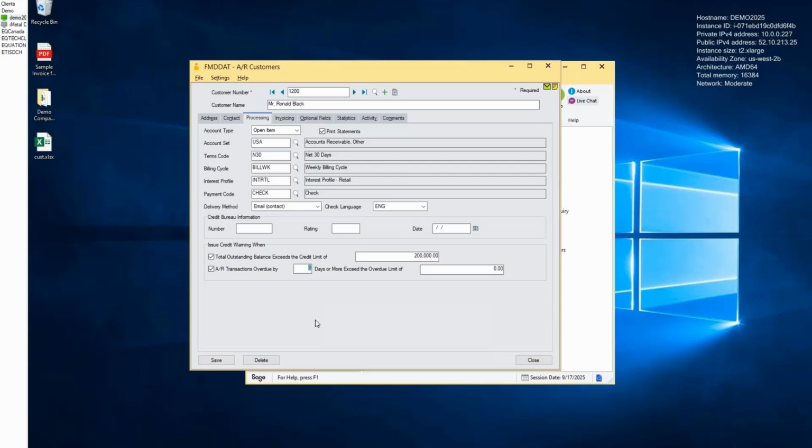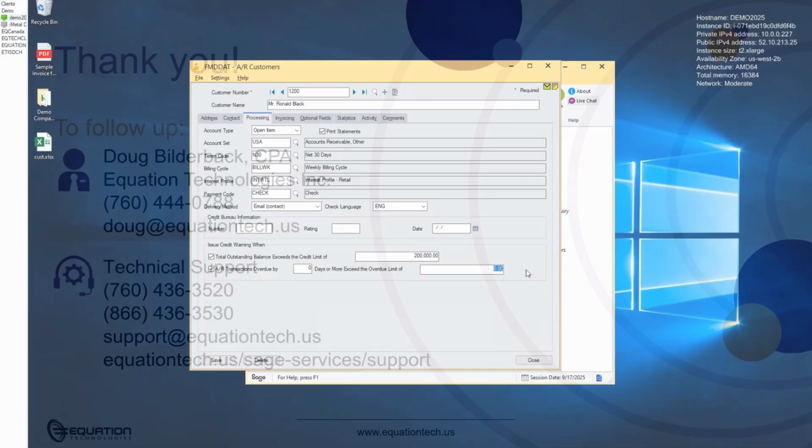Now, some people may say, let's put a little bit of grace period in there. That's fine. You get to determine how many days of grace you want to have before you start stopping transactions and issuing warnings. And then the other option over here is an overdue limit. How much are we going to permit the account to be overdue their credit limit?